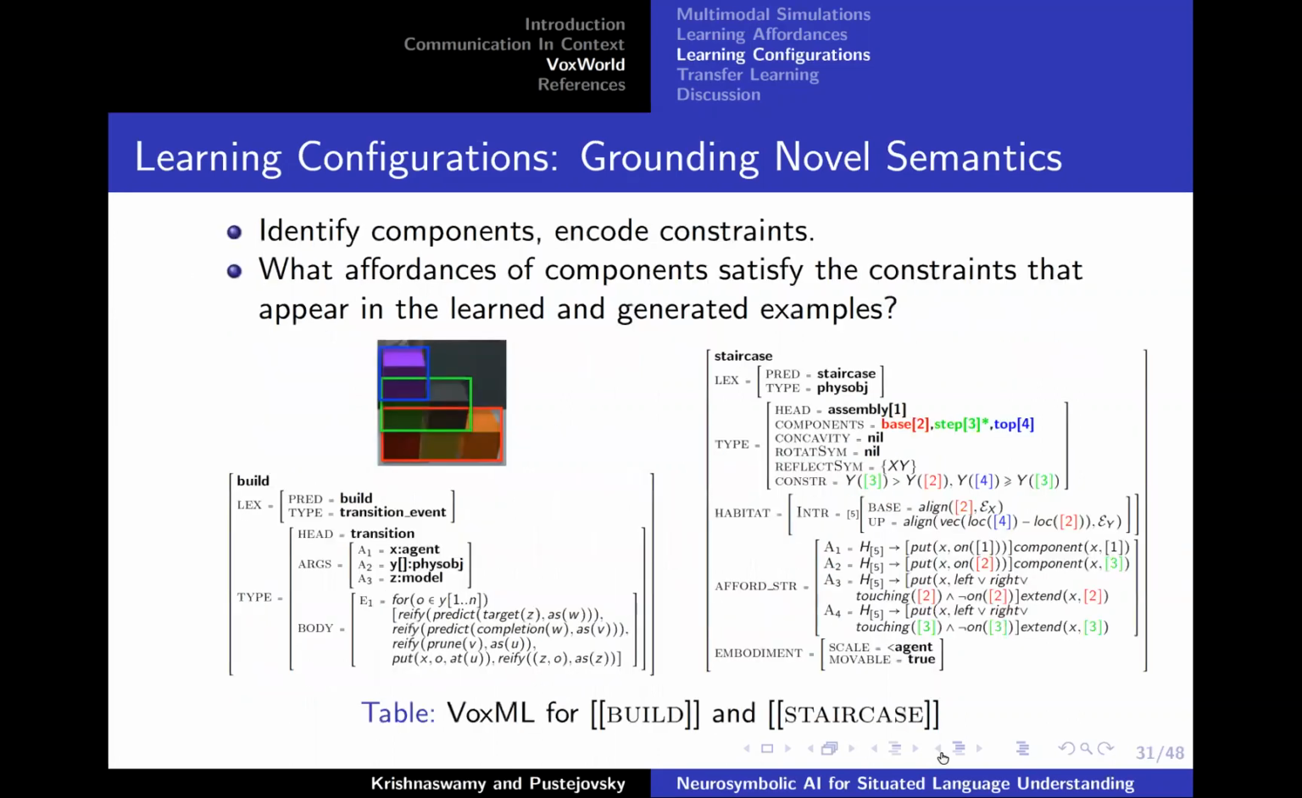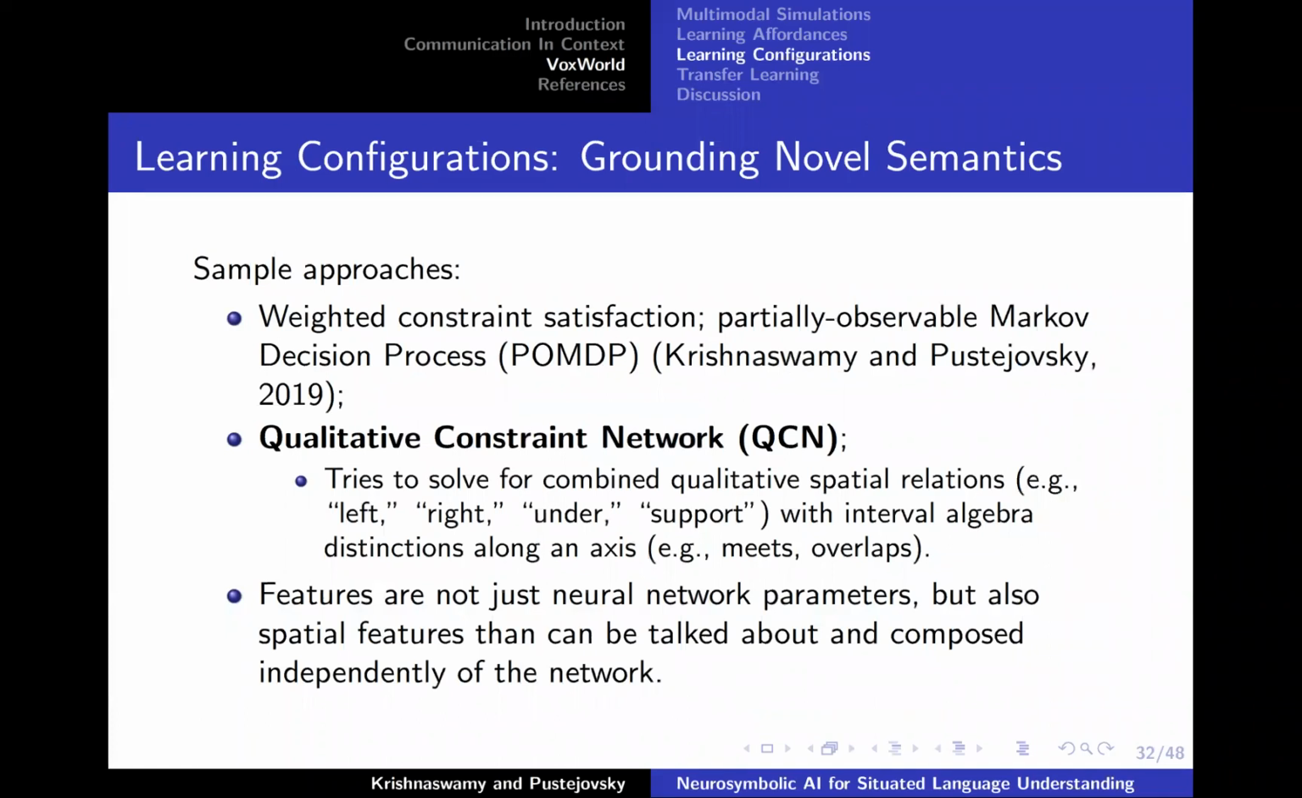We end up with something like this. This is not complete, but you can see it does capture some, where if I put something on the base, it becomes part of the step. If I put something on the step, I can extend the base or the step. It didn't really capture much about the top, which means this is just a partial semantics, but it gives you something, a handle with which to talk about this type of structure. And importantly, these features are not just neural network parameters, but also spatial features that can be talked about and composed independently of the network.